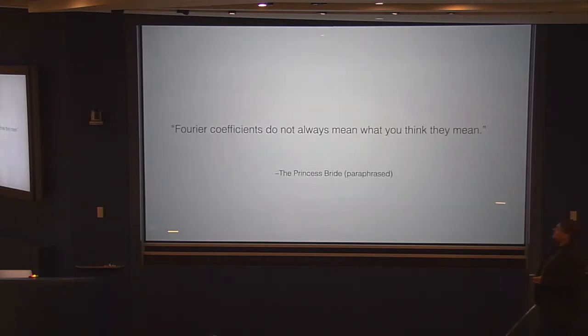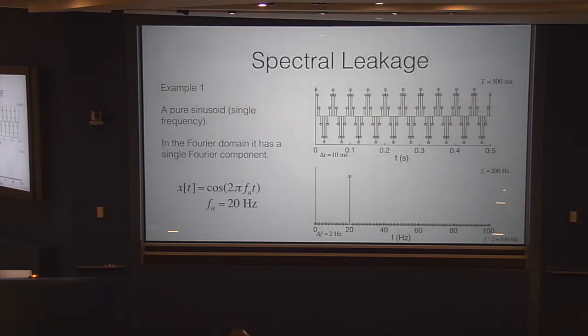All right, so this is the introduction to spectral leakage. And you'll see what I mean in a moment. I want to do a very simple example of what a signal looks like in the time domain. Simple, meaning a pure sinusoidal signal, in the time domain, and what it looks like in the Fourier domain.